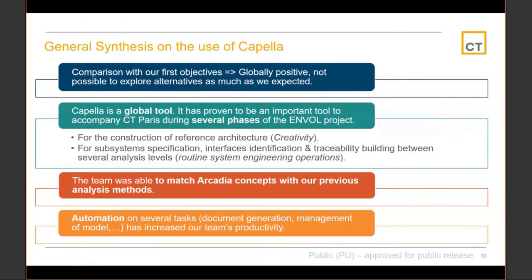It was very difficult for us to create alternatives in Capella to compare different designs. This is something that we are still working on, and we think that for the moment it's a little limited, so maybe that can be a subject also for after the webinar. There are four other main points that I want to emphasize.